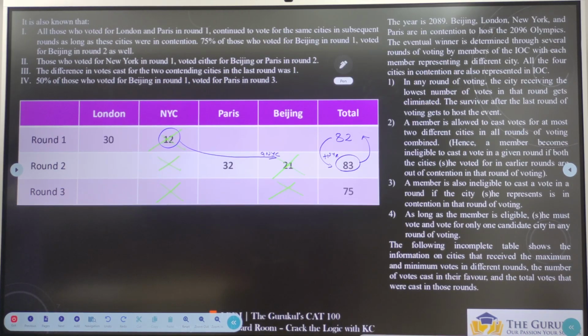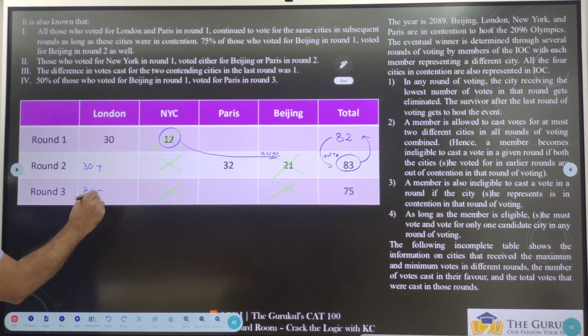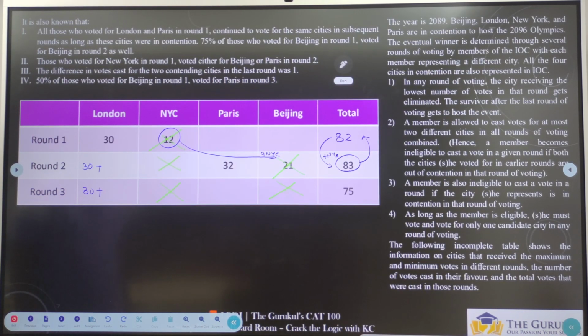Very good. Now, who voted for L, that is London, and Paris, continued? They did not go out anywhere. Yes or no? Which means London in round 2 and London in round 3 will be minimum of 30. 30 plus something can happen, and here also 30 plus something can happen. Right? They did not get eliminated anywhere, the people who voted for London in round 1, because he clearly told, if you are voting for someone till when your team is still in the play, you will keep on continuing to vote for that same team.